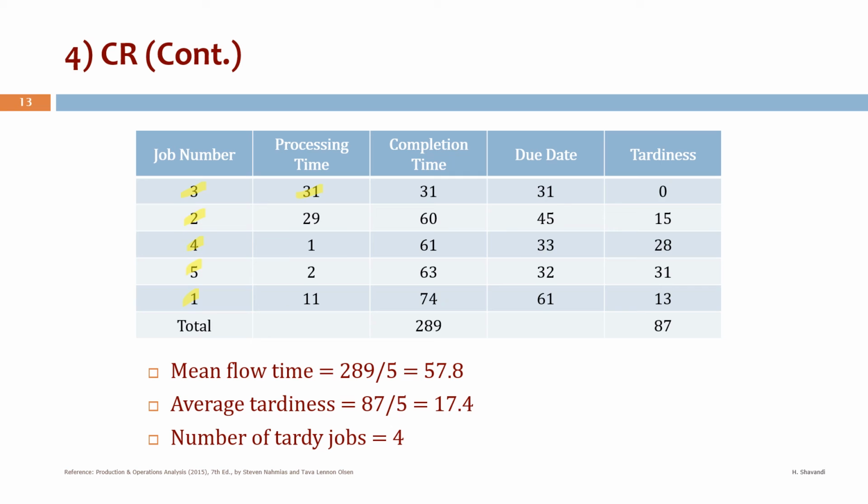We have processing time, we can calculate the completion time, and then we have due date, and we can calculate the tardiness. So as you see here, 4 jobs have tardiness, and the total tardiness here is 87, and the total completion time here is 289. So the mean flow time, 289 divided by 5, will be 57.8. The average tardiness, the total tardiness, which is 87 divided by the number of jobs 5, will be 17.4, and the number of tardy jobs is 4 here.